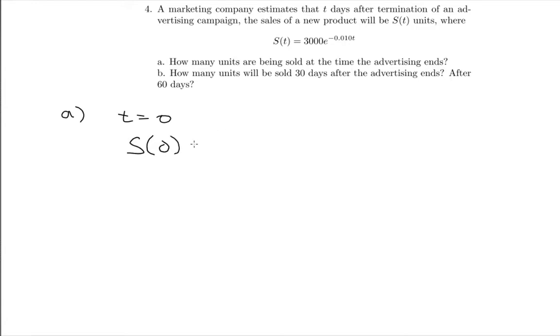So s of 0 is equal to 3000 e to the negative 0.010 times 0. This number, negative 0.010 times 0, this whole thing is 0. e to the 0 is 1. So at the end of the day, the answer is 3000.